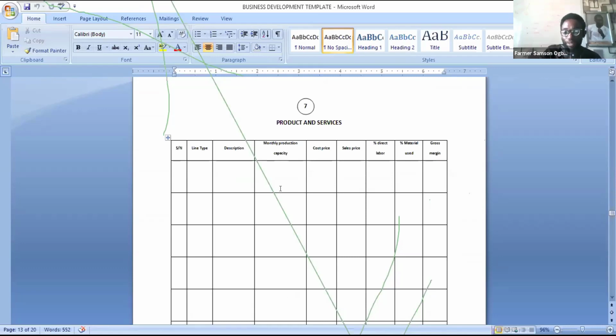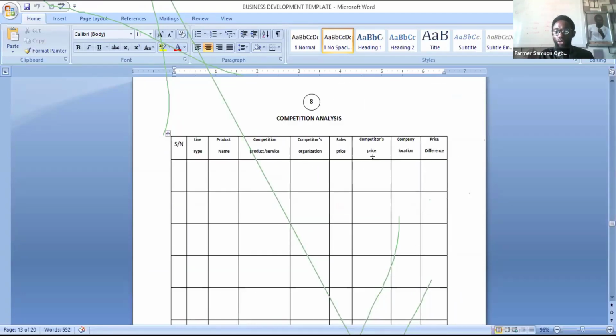Next is your cost price. How much does it cost you? Your sales price, how much are you selling? What percentage of this money did you spend directly on labor? So what percentage of your cost price is on labor? What percentage of your cost price is spent on materials? Then we look at your gross margin, because your profitability for us is dependent on your gross margin at the end of the day. And whether or not you can pay back is when we look at your gross margin.